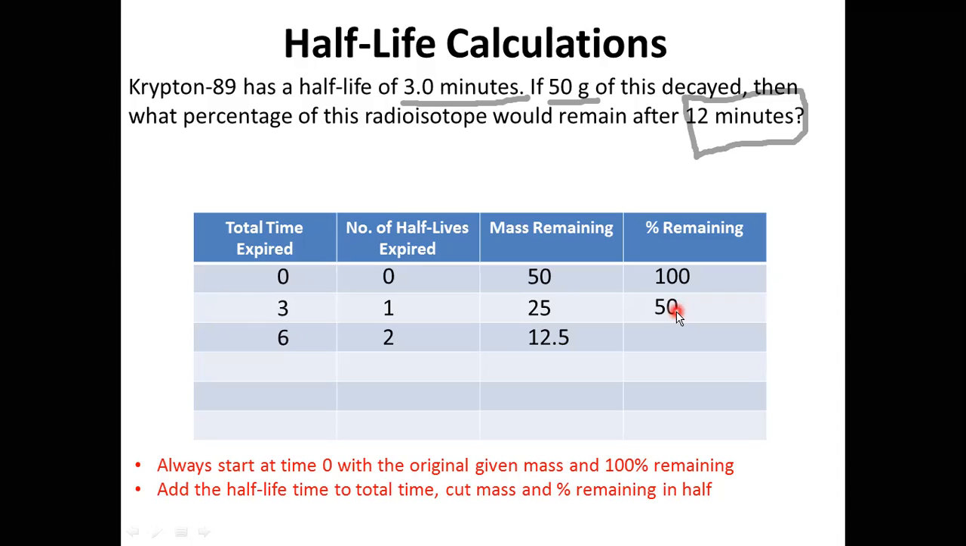What'll happen to percent remaining, right? It decays. Now only 25% of it gets cut in half. So we continue forward because we didn't reach 12 minutes yet. So we add the half-life time again, 9. After 9 minutes, that means 3 half-lives have expired.